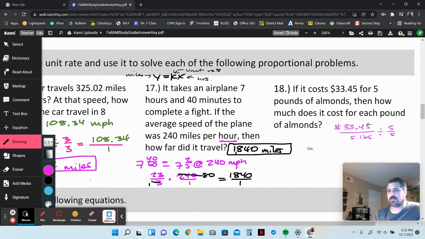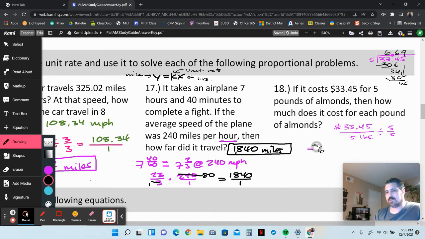So you're just going to take 33.45 and divide it by 5. You're dividing by a whole value, so just bring it up where it belongs, and then see what happens. 5 goes into 33 how many times? That's 6. That's 30 with 3 left over. 5 into 34 goes 6. That's 30 with 4 left over. And 5 goes into 45 9 times. So what that's telling you is it's $6.69 per pound.